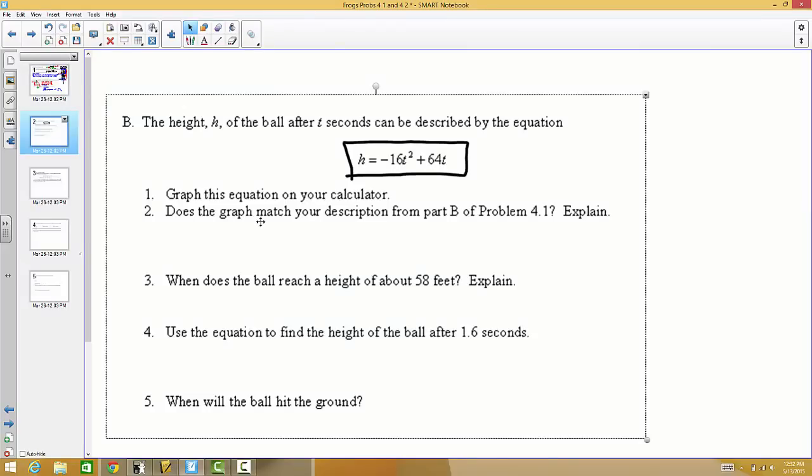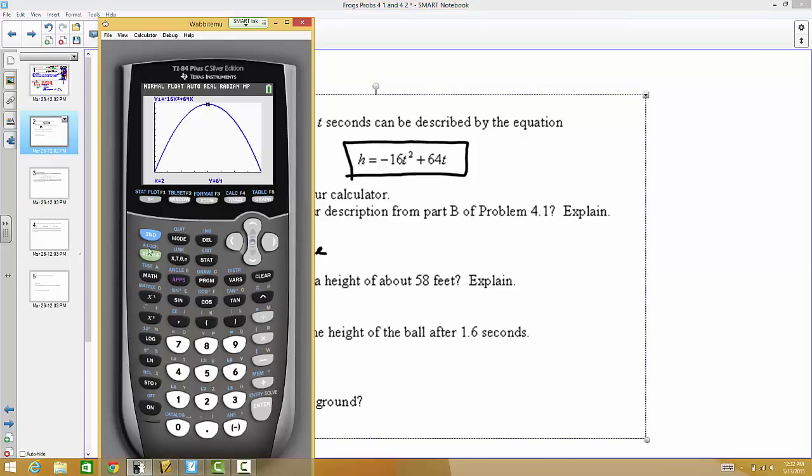So the question to answer, it says, does the graph match your description? And the answer is yes. It is the same. And then it says, when does the ball reach a height of about 58? So if you look at the table, which is second graph, then you're looking for 58. So let's count by a smaller number. So go to second window, which is table set, and that starts at 0. And let's count by 0.5 and see how close we can get to 58.